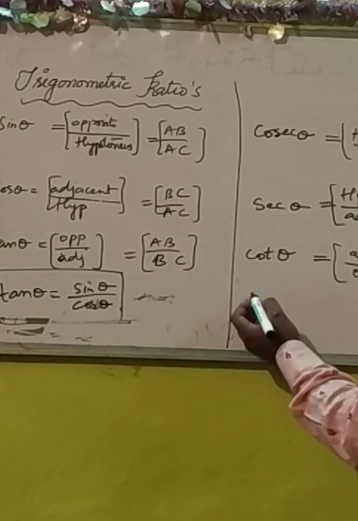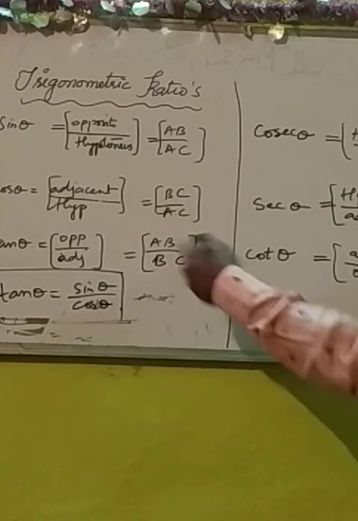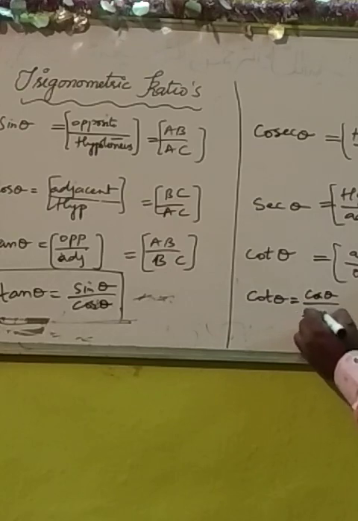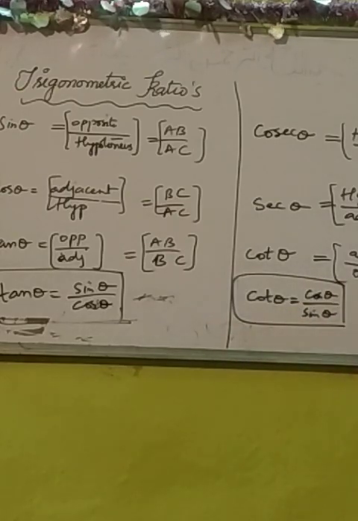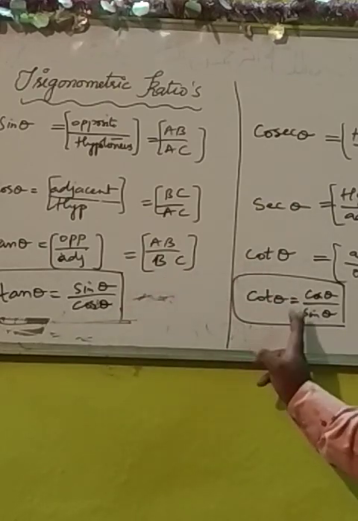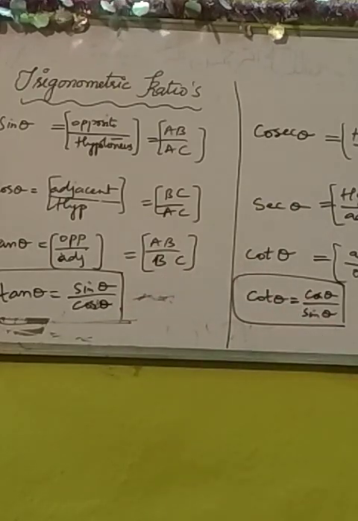Likewise, for cot theta, what can I write? Cot theta I can write as the reverse of it. Sin by cos reversed is cos theta by sin theta. So for cot, we have this formula. This type of question, by using the application of these formulas, will be useful in solving the problems.